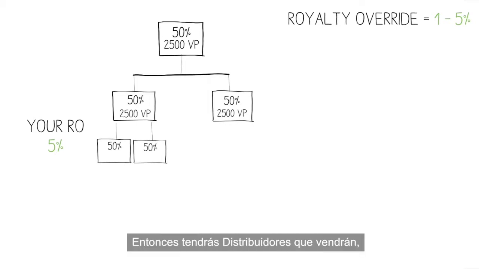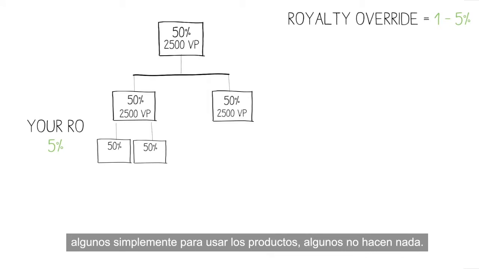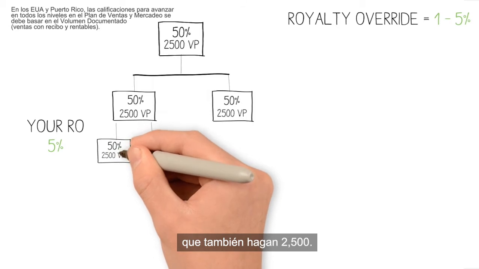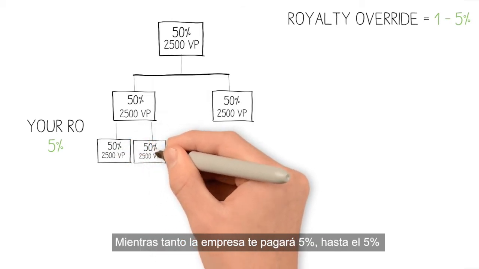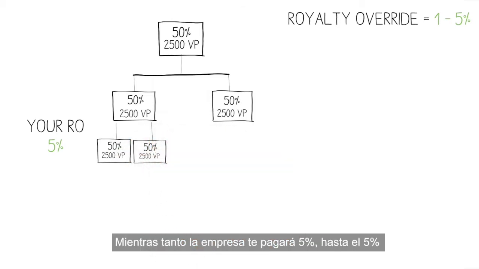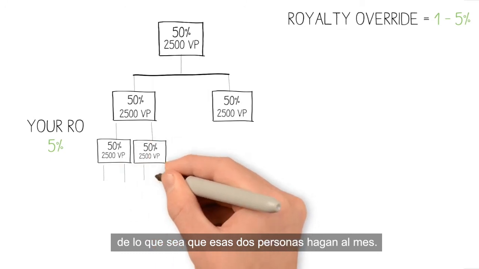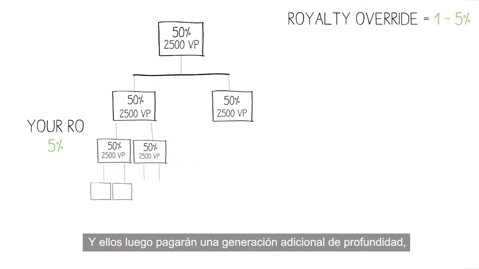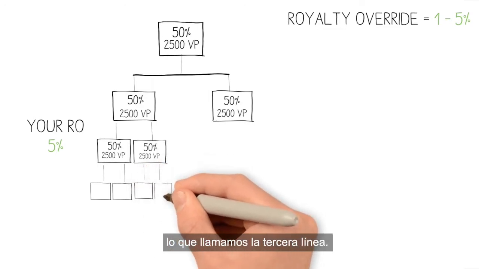But you're going to have distributors who come in. Some mainly just use the product. Some don't do anything. Our goal is to find those 2 people that also do the 2,500. Well, the company will pay you up to 5% on whatever those 2 people do every month. And then they pay it one more generation deep, down to what we call the 3rd line.